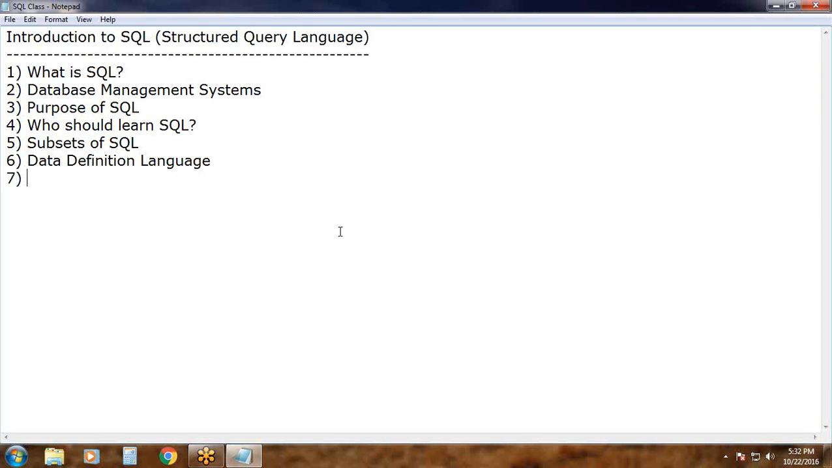Next, data manipulation language. Next, data control language.